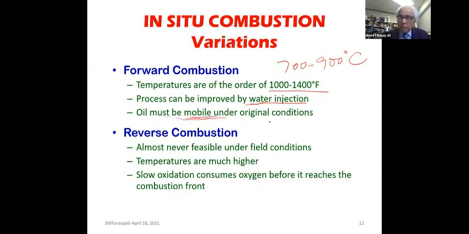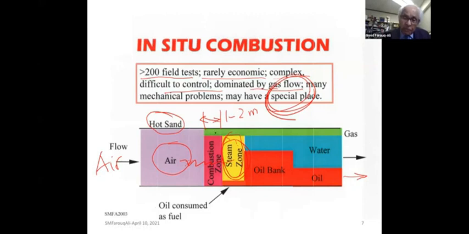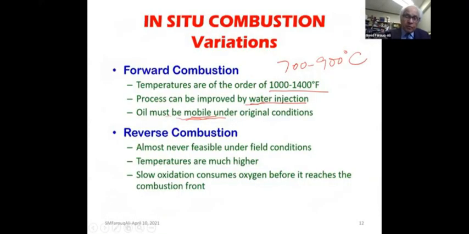sufficiently mobile at original condition. Because what I should have pointed out to you in this picture here, I said the combustion zone temperature is very high, 700 degrees Fahrenheit. What is the temperature here? The original reservoir temperature. So the mobility of oil and water must be high enough to support the air injection rate. That's a very important point about in situ combustion. That's why combustion is often more successful in relatively light oils. It can be heavy, but still mobile.